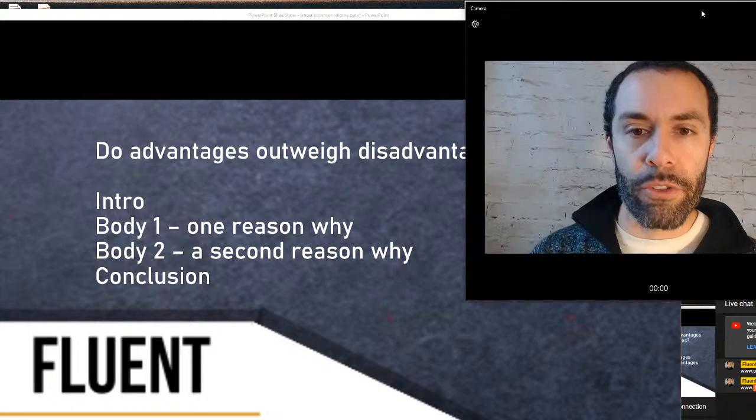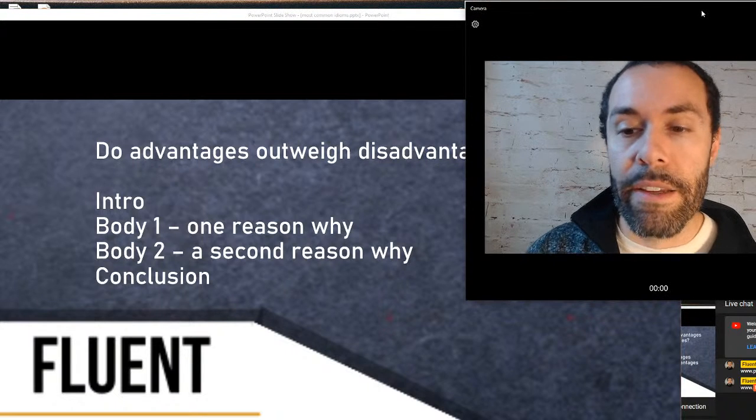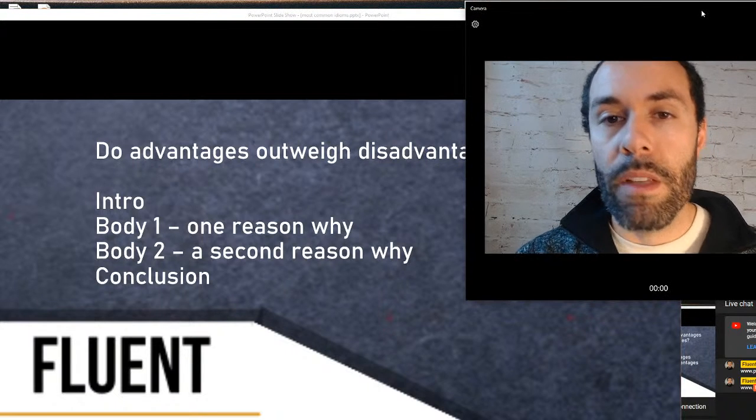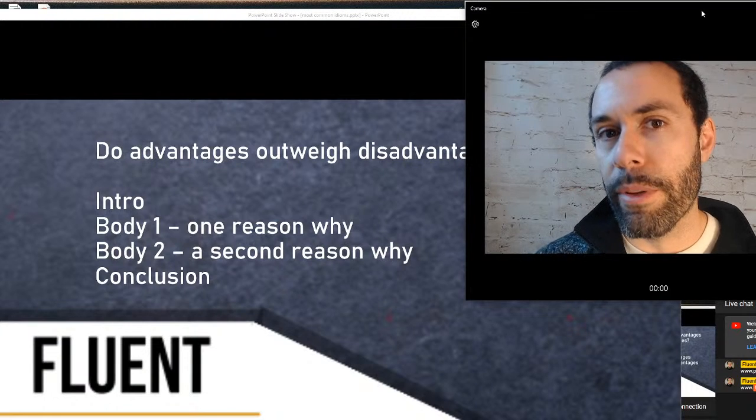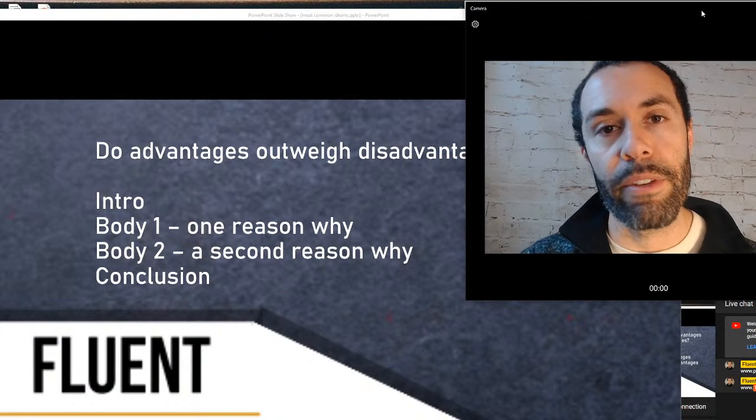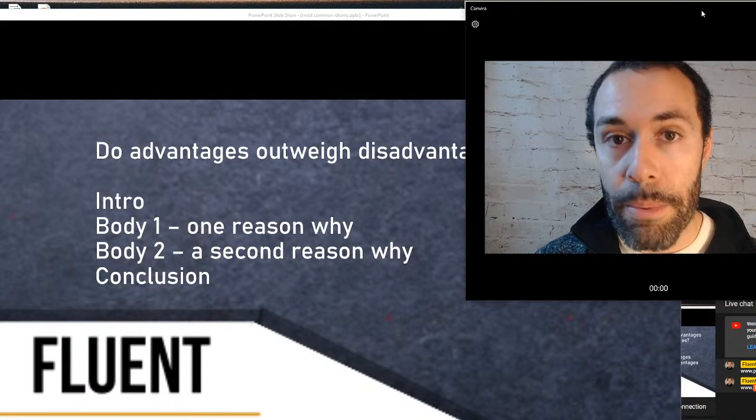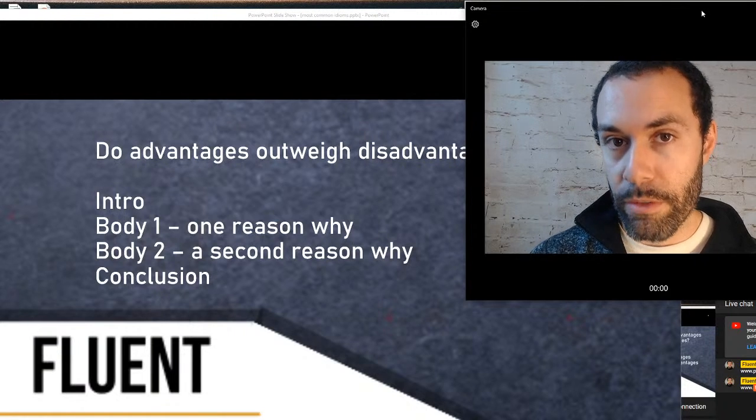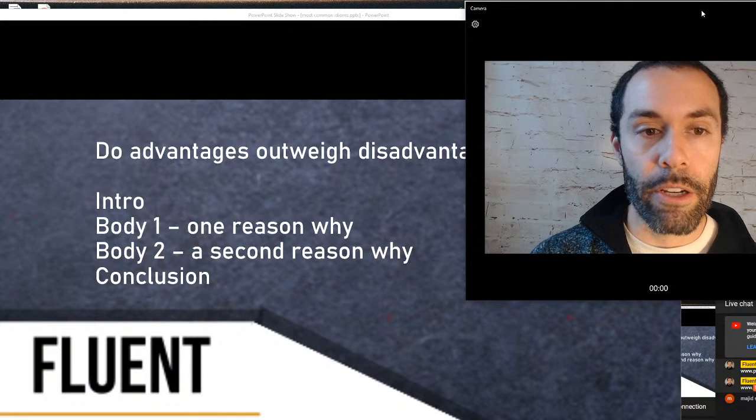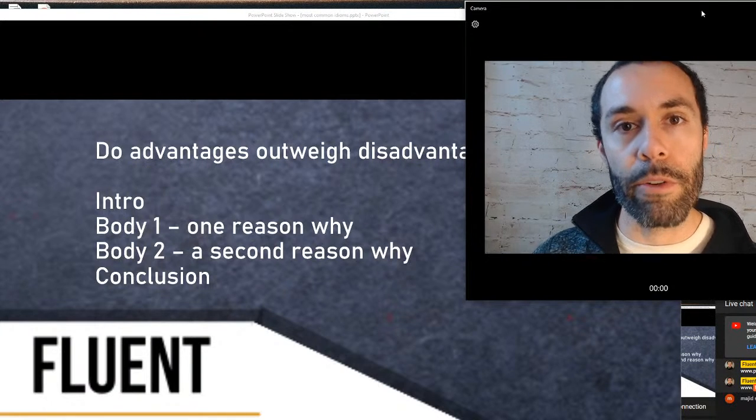Now, if it asks you, do the advantages outweigh the disadvantages? My suggestion here is this is a little bit different because you're not explaining the advantages, disadvantages. You're trying to prove the advantages outweigh. Slightly different topic. So pick a position. Yes, they outweigh, or no, they don't outweigh.